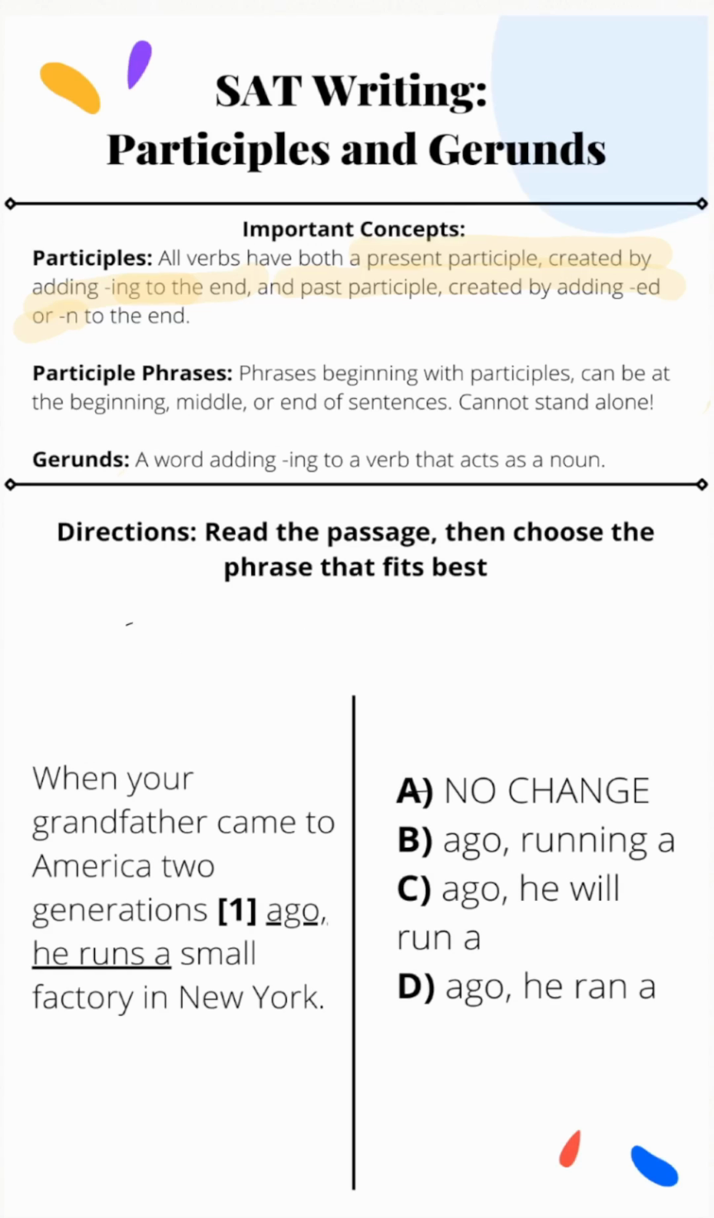Now, participle phrases are phrases that begin with participles. They can be at the beginning, middle, or end of sentences, but importantly, they cannot stand alone. So an example of a participle phrase we could do is "originating in Italy." Now, "originating in Italy" by itself is not a full sentence, but we can tack on a lot of stuff at the end to make it a full sentence as a part of that participle phrase.